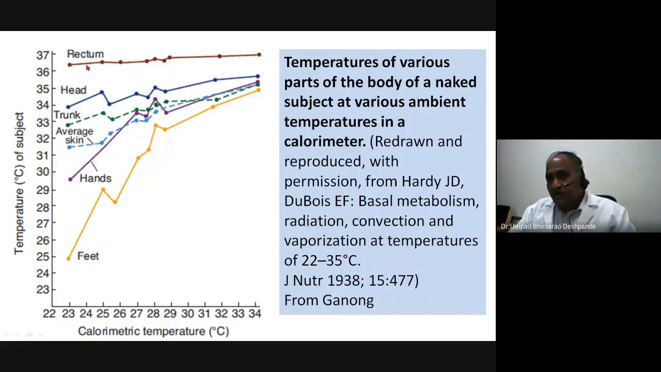But if you are looking at this, when you are measuring the temperature, the head temperature is nearer to the core temperature. In the remaining parts, the temperature is lesser. It all depends upon the radiation, convection, and vaporization levels. And this is again taken from Ganong.